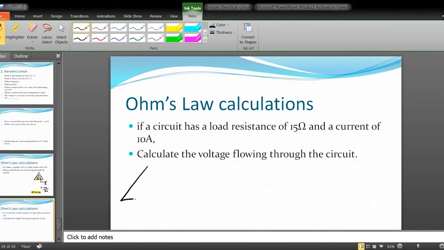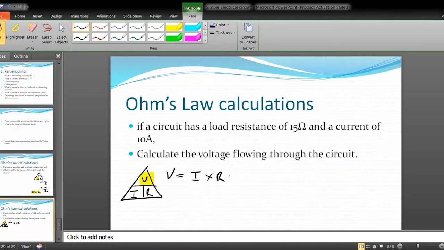Again, we can draw the Ohm's law triangle. I highlight the one that we are trying to find, and the exposed letters will reveal the formula. Since I is next to R, you'll say that V is equal to I times R.